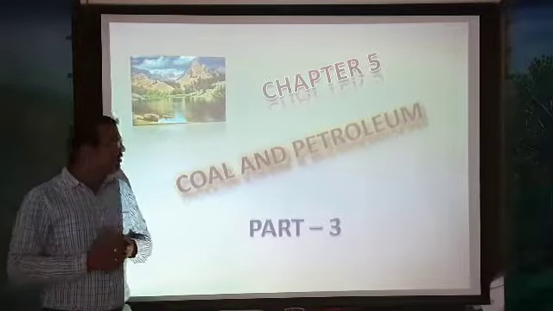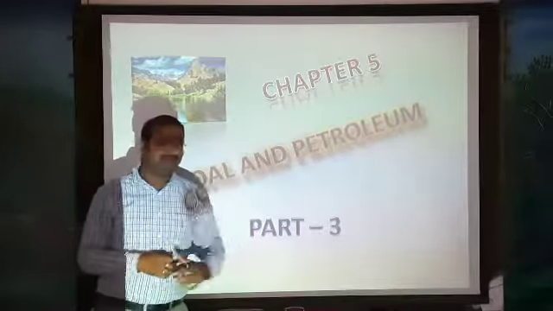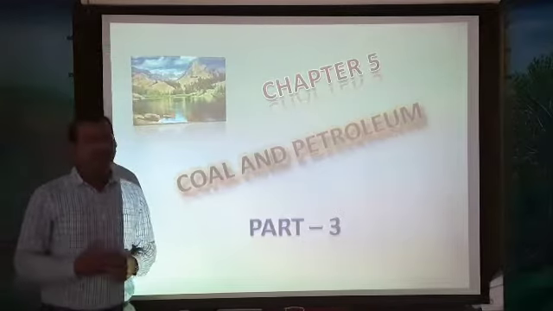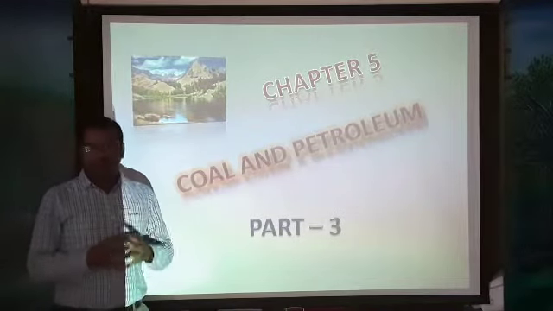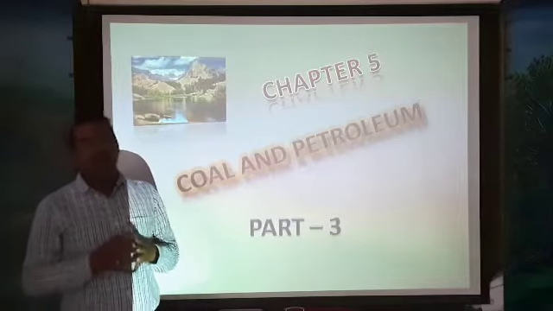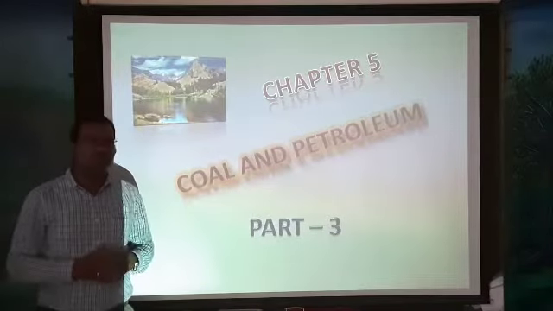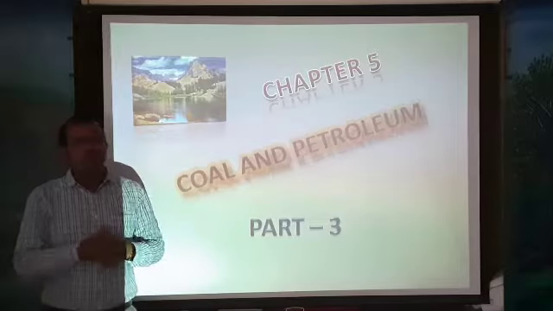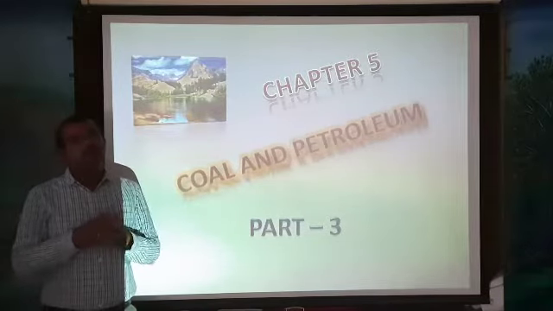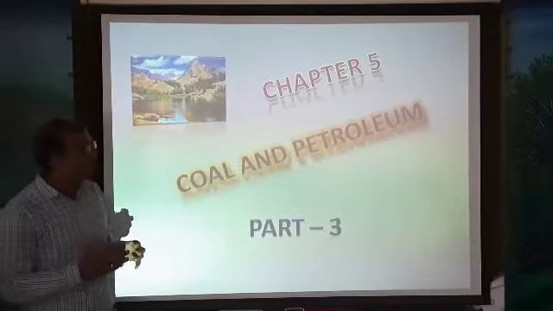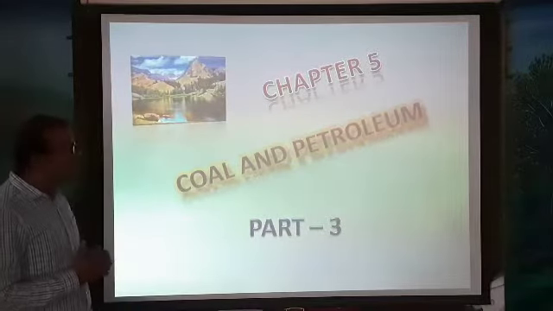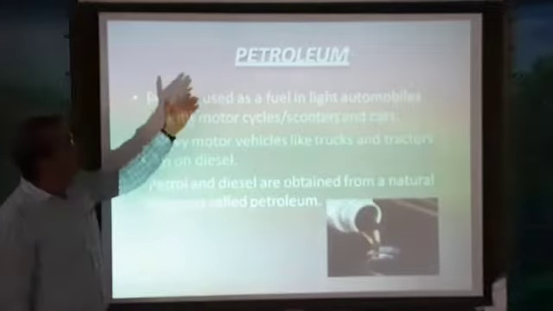So we are discussing the chapter called Coal and Petroleum. In the previous part 2, we discussed one of the natural resources, the exhaustible natural resource, that is coal. We discussed in detail their different types also, and in today's part 3 we are going to discuss petroleum.